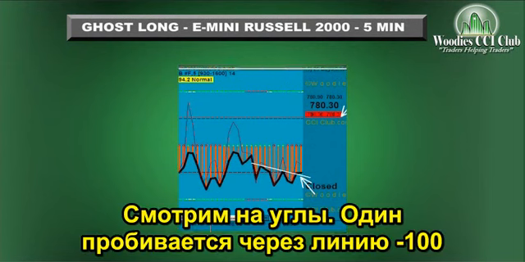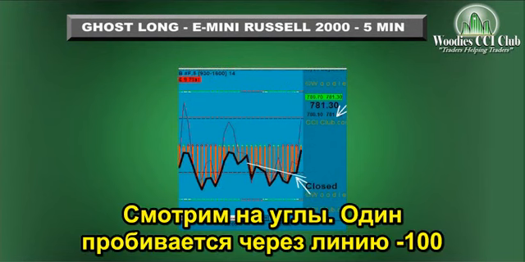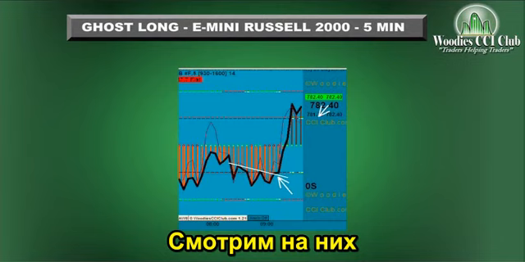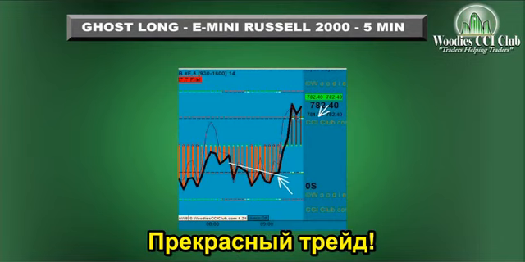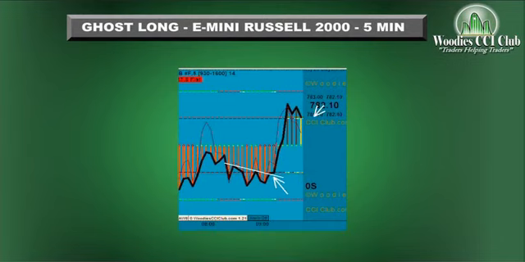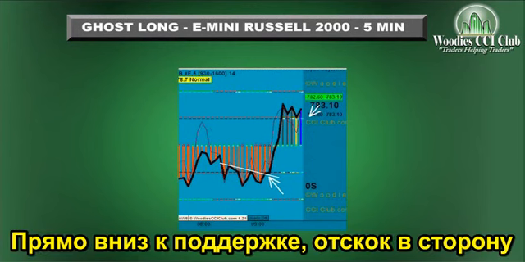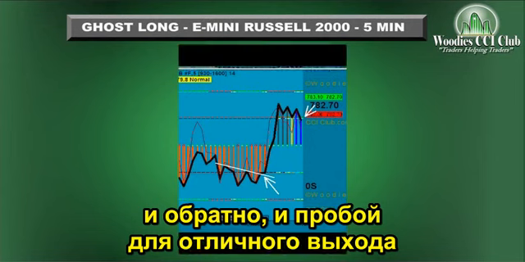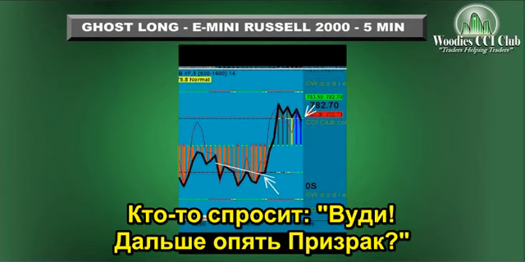All right, look at the angle once we break through that 100, huh? Look at the angles once you break the support and resistance lines. Look at that. Beautiful trade. Got right down to support, minor support, and bounced away, and then came back and broke it for a nice exit. Now some people say, well, Woody, is that a ghost there?